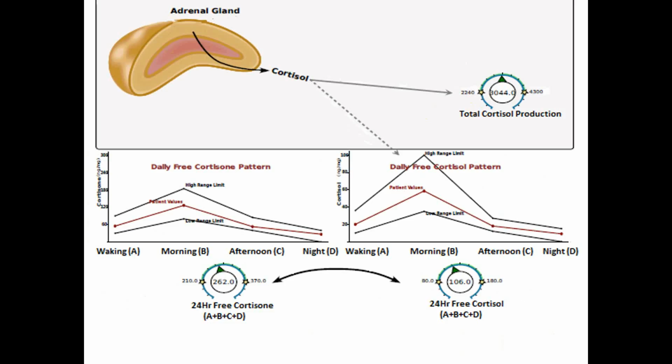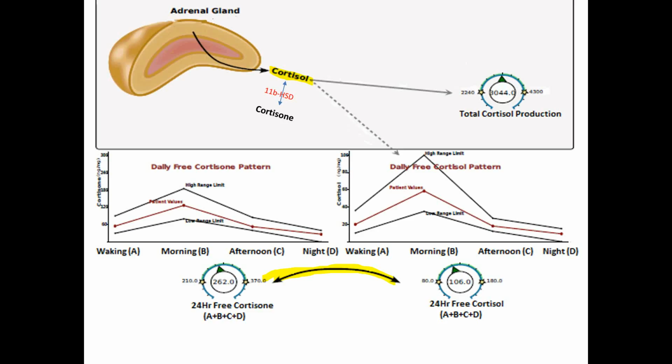So the cortisol, when it's made from the adrenal gland, is then interconverted between cortisol, which is its active form, and cortisone, which is its inactive form, by an enzyme called 11-beta-HSD. So you can see that depicted down here at the bottom with this two-way arrow, that the cortisol and cortisone go back and forth and back and forth.